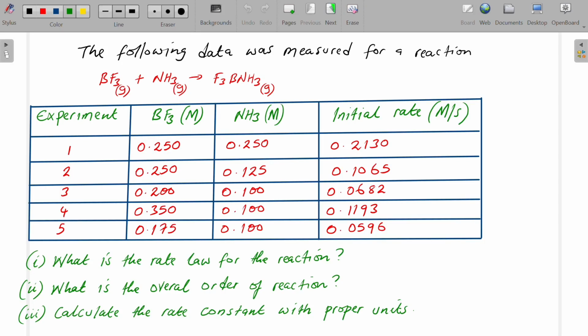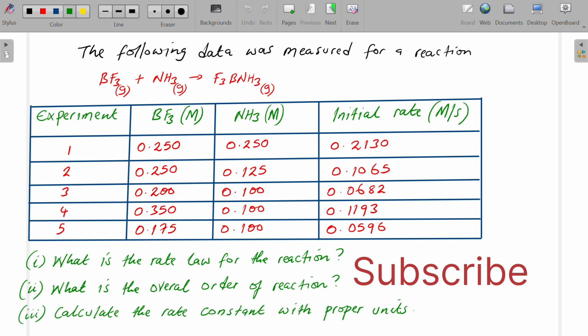Hello viewers, so we have this question under chemical kinetics. It's saying the following data was measured for a reaction. We are given the reaction and then we are given a table that shows different experiments. We have experiment number 1 up to experiment number 5 using the concentration of the reactants and then also recording the initial rates. So this falls under chemical kinetics initial rates.